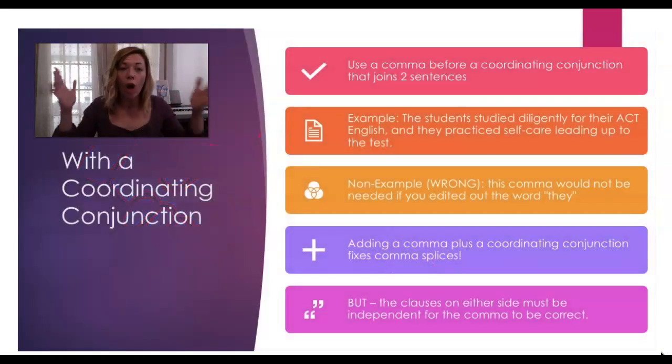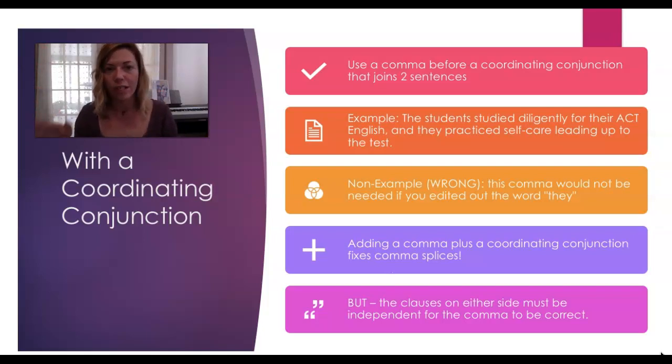Okay, but we don't always use them. That's the problem. Did you know it's a mistake to put a comma in front of a coordinating conjunction when it does not belong there? That is also a mistake, and that's why this rule is confounding. It's easy to remember to do it, but do you know when you're supposed to do it and when you're not? So let's take a look.